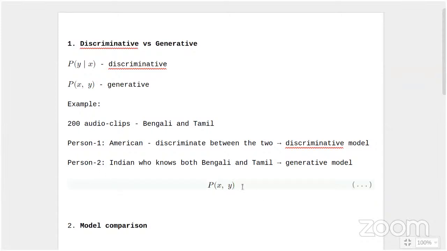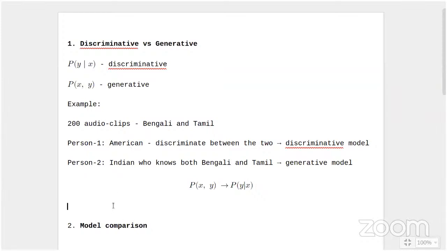So the moment I know how to model p of x comma y, p of y given x is very simple. Whereas in the case of person one, he doesn't really need to understand any of the words that are spoken. All that he needs to know is that these sounds are pertinent to Bengali, these sounds are pertinent to Tamil, and therefore he can separate the two. That is p of y given x. You don't really need to understand the languages. All that you need to know is how to differentiate between these two when they are given a test sample.